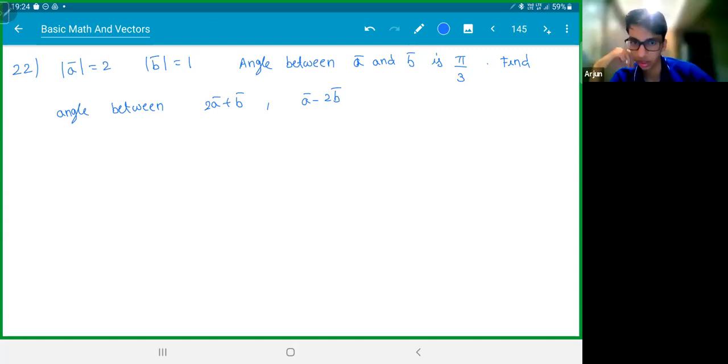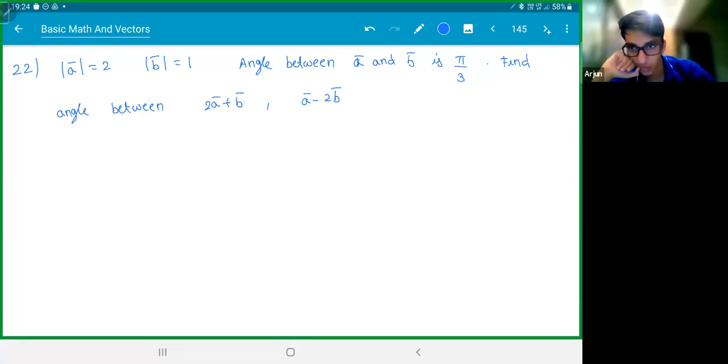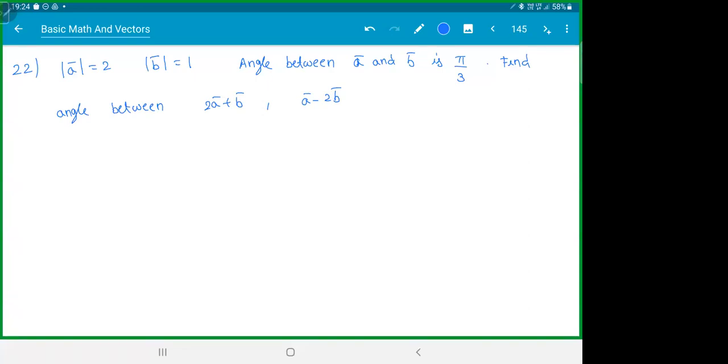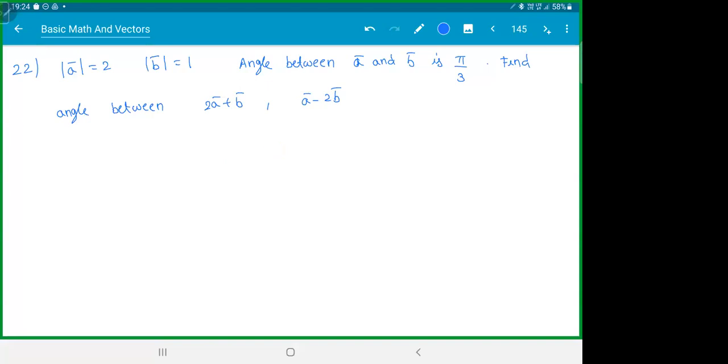There won't be an answer. No? Why won't there be an answer? The second one is a zero vector. No? Who said? According to you, if it is 2i minus 2j, you will just cancel them. Oh yeah, right. No, you can't do that. If I had said mod A minus 2 mod B, where is 0? Yeah, correct.